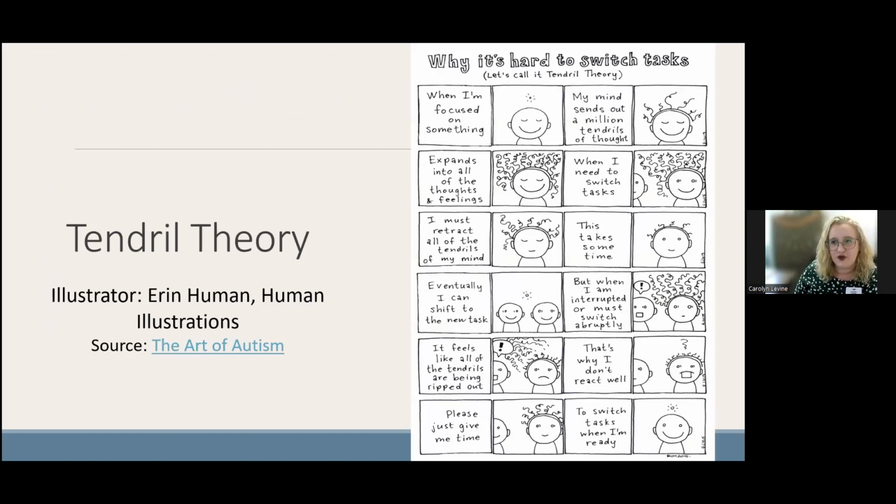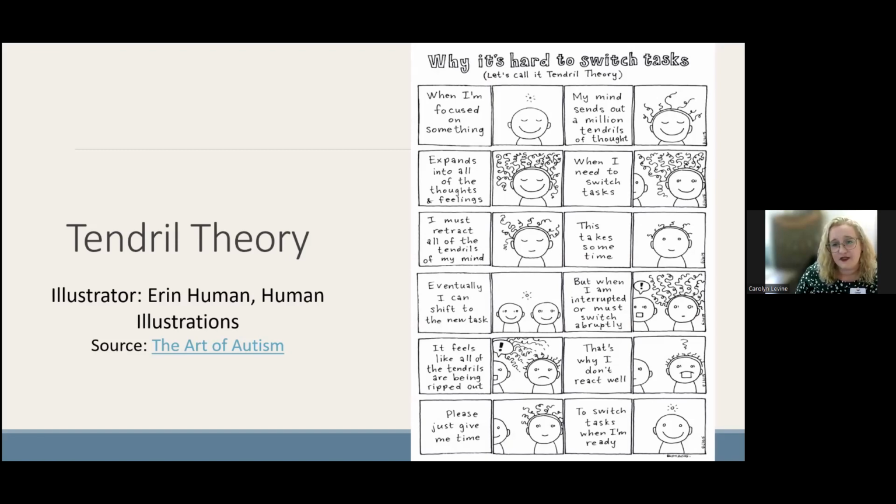So I am a visual person, and I like to include at least one visual in all of my presentations. I really like this one. This is called the tendril theory, and it's a visual about how hard it is to switch tasks for someone that is on the spectrum.